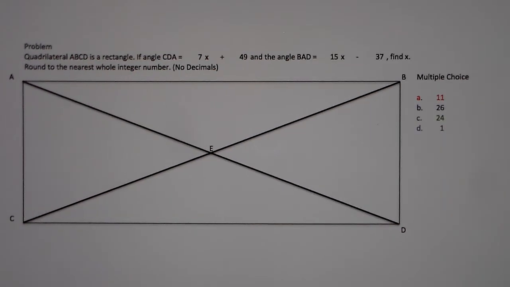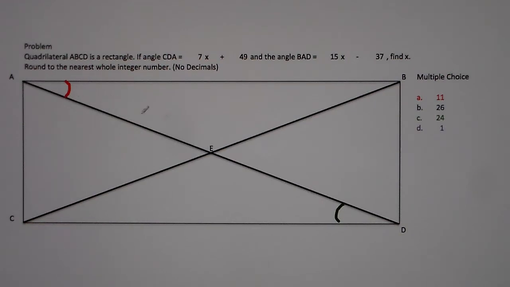I think we got 2 or 3 more left. So looking at this one, quadrilateral ABCD is a rectangle. If angle CDA, so CDA, this angle right here, is 7x plus 49, and angle BAD is 15x minus 37. So BAD, that would be this angle right here. Find the value of x.